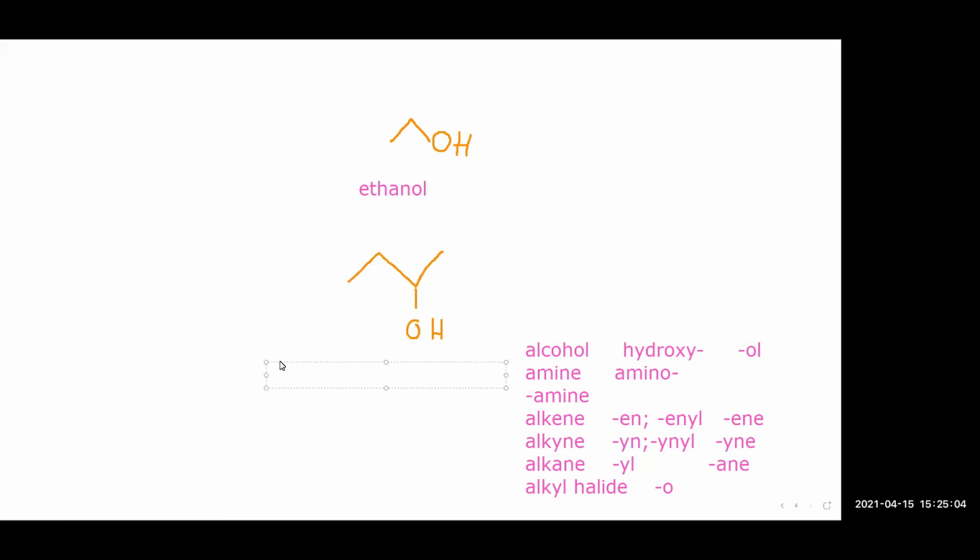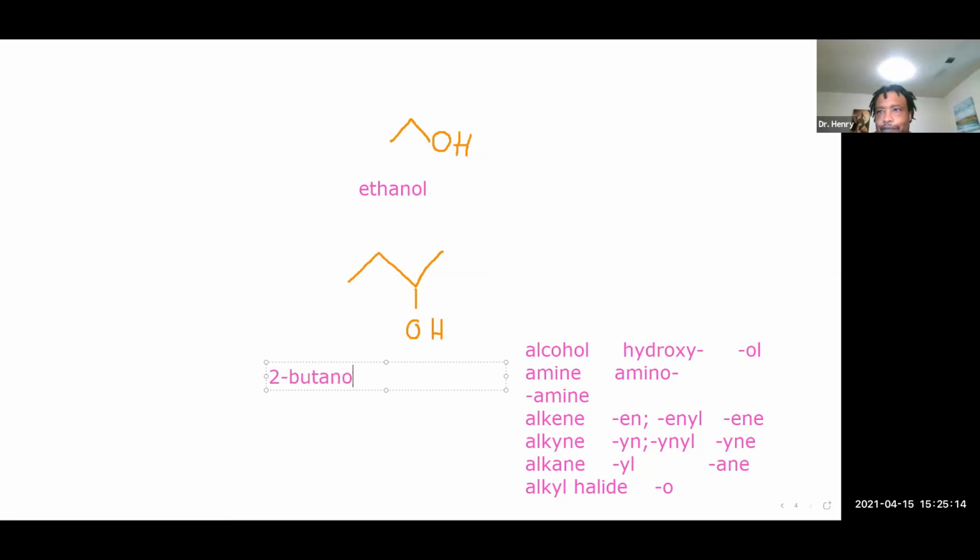It would be 2-butanol. Yeah. Okay. Since the alcohol is on the second carbon, and we have 1, 2, 3, 4 carbons, that's butyl. And then it's all single bonded. So it's 2-butanol. Okay. Let's add some complexity.